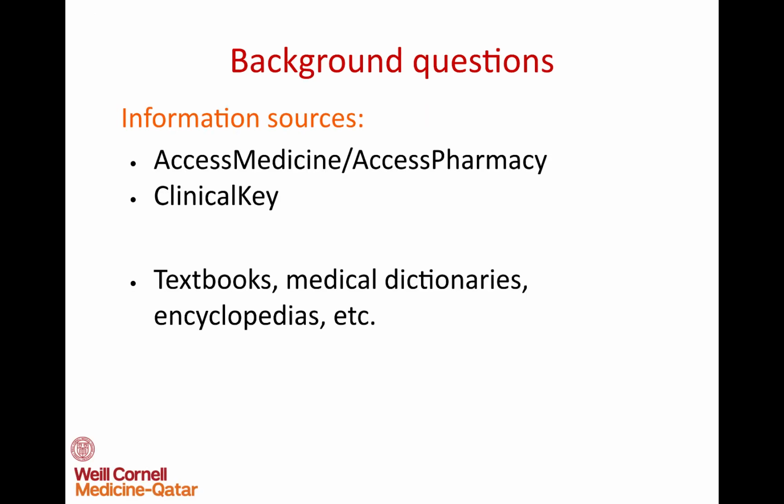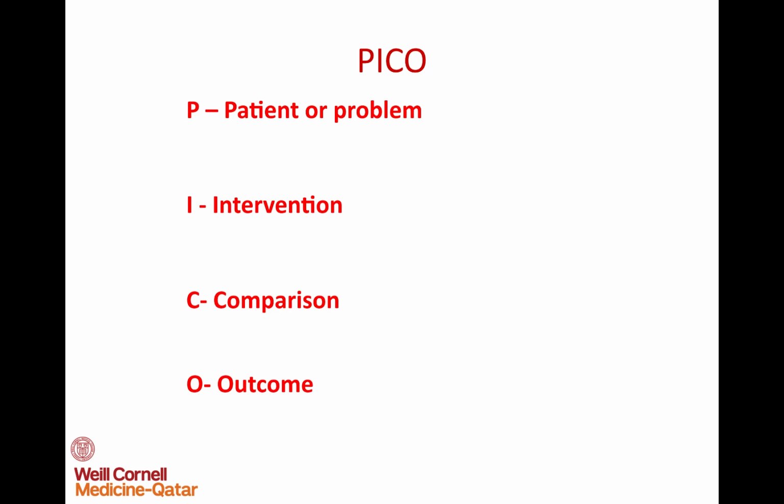Now, being good medical students, you would rush off and answer your background questions, such as what is chronic lymphocytic leukemia, what is trisomy 12, what is a karyotyping test, and so on. And you can look in Access Medicine, Access Pharmacy, Clinical Key, you can look in medical dictionaries and so on to find those answers. You put together a PICO where you describe your patient or problem, the intervention, a comparison, and an outcome.